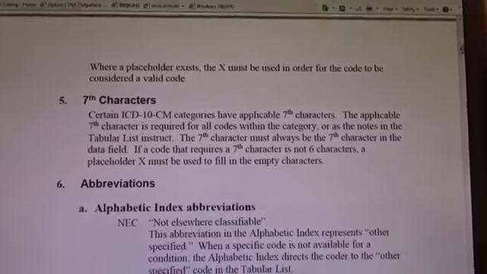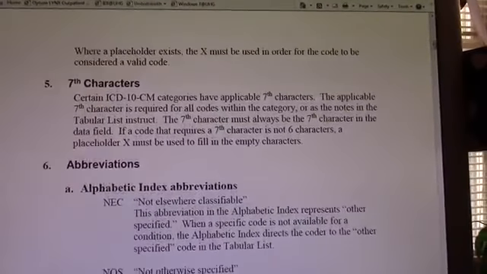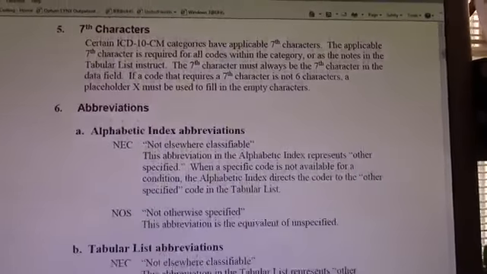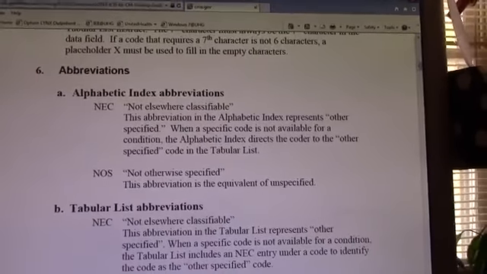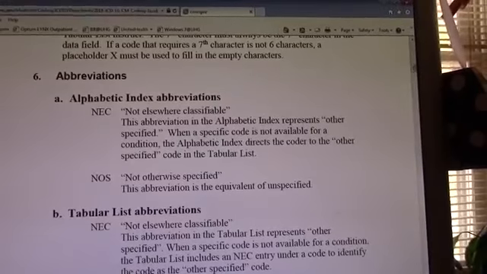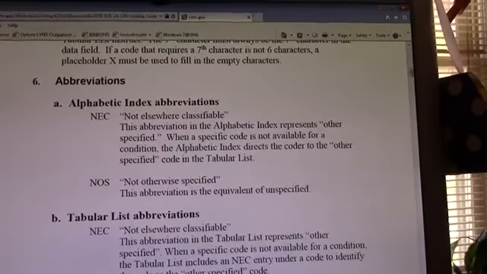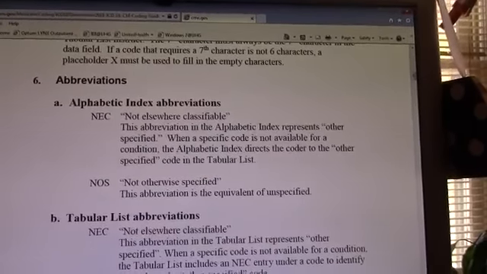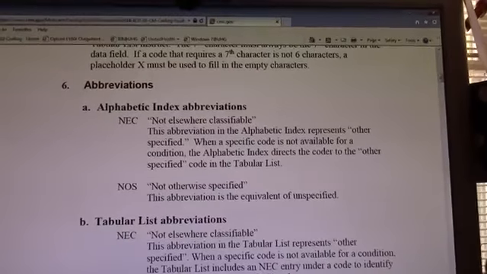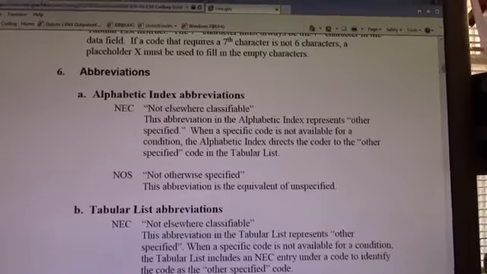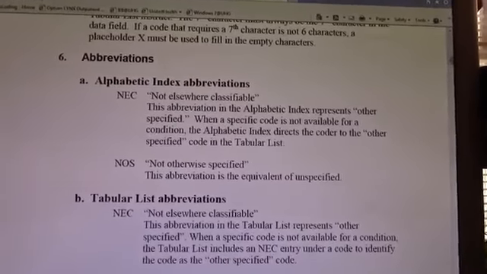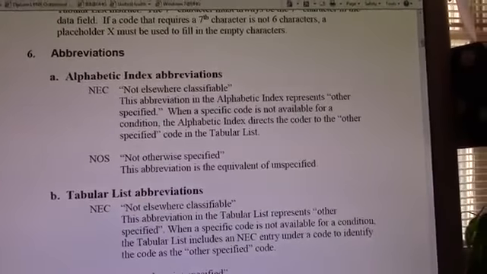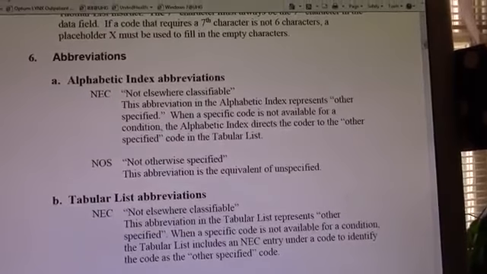So let's talk about abbreviations. NEC and NOS. Guys, I have covered that in a previous video as well, and I will refer you to which video it is. But remember, basically NEC means not elsewhere classified. And that tells you right there, once you get to that code, that's the correct code. If you see NEC there, that means there is no other code valid today, because it could be updated or changed, that applies to that code.